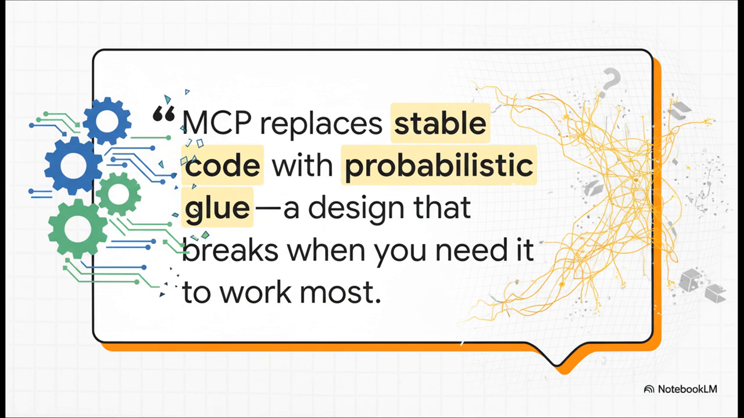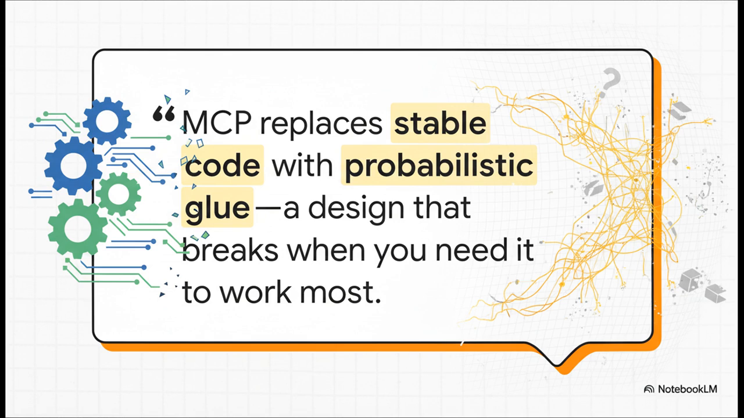What does that mean? Well, a normal API call is deterministic. It does the exact same thing every single time. But when you route a task through an LLM, it's probabilistic. It's not guaranteed to behave the same way twice. You're basically replacing solid, predictable code with something that might just break when you need it the most.